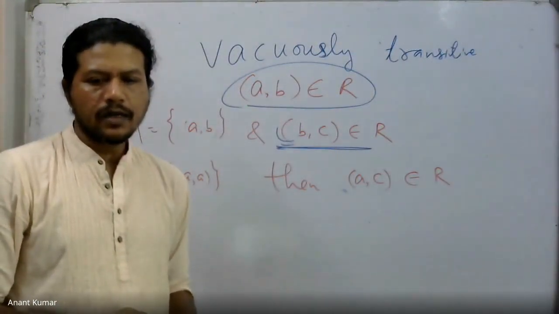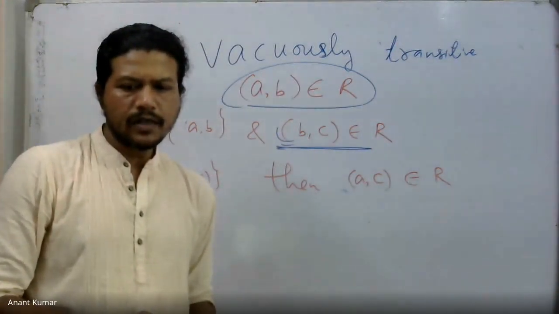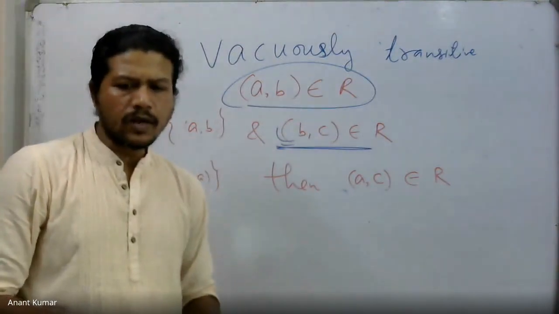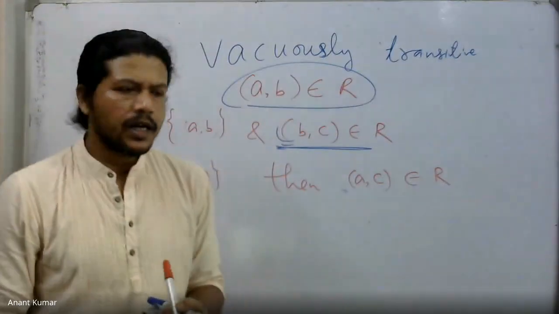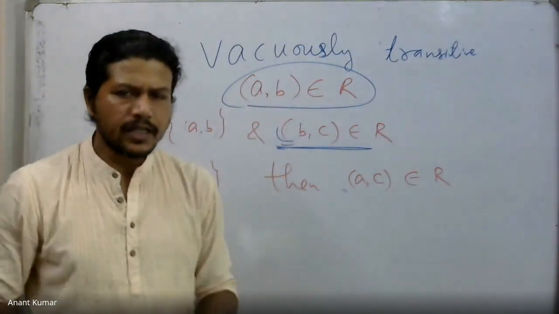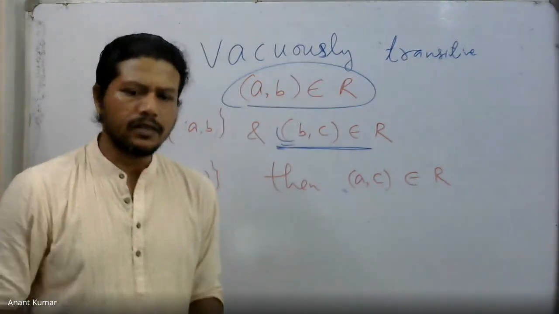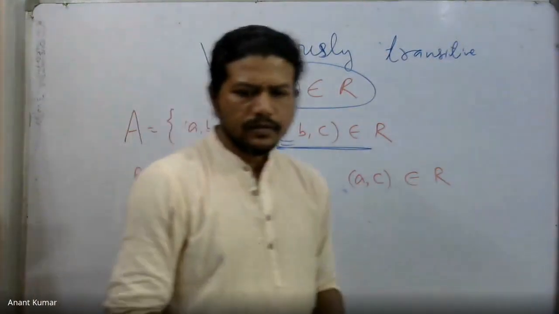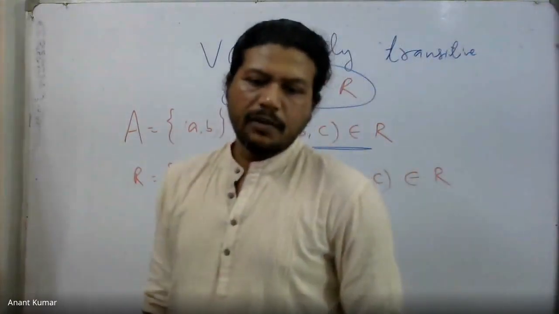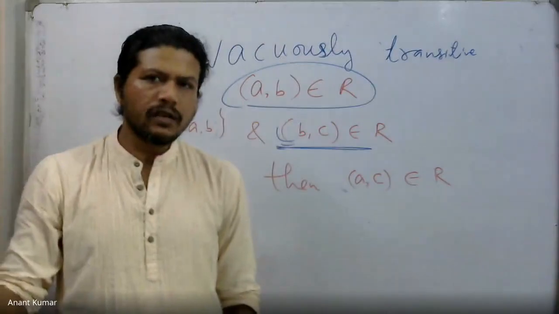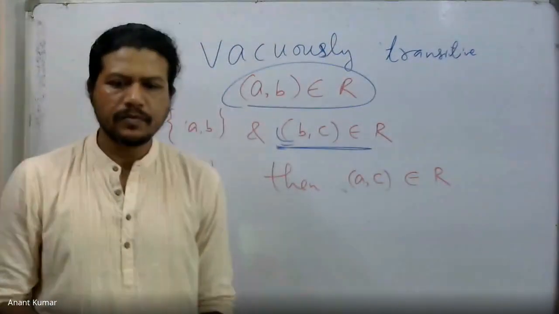Okay, and what is this? Sir, can other elements also be present with A, B? Yes, I mean, say that if A, B is there and some other pair is there, but B, C is missing, in that case, it becomes vacuously transitive. All I'm saying is that if A, B is present and other elements are also there, but B, C is missing, in that case, the relation is going to be vacuously transitive. Is it fine?